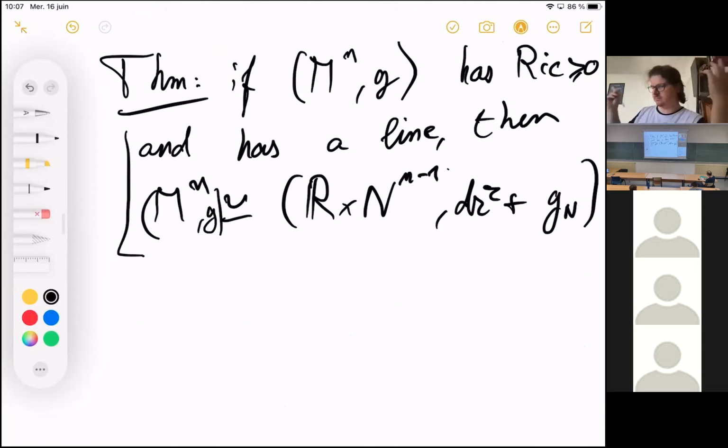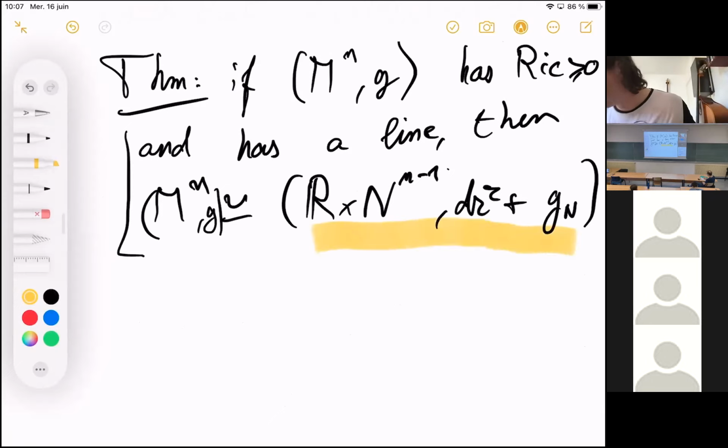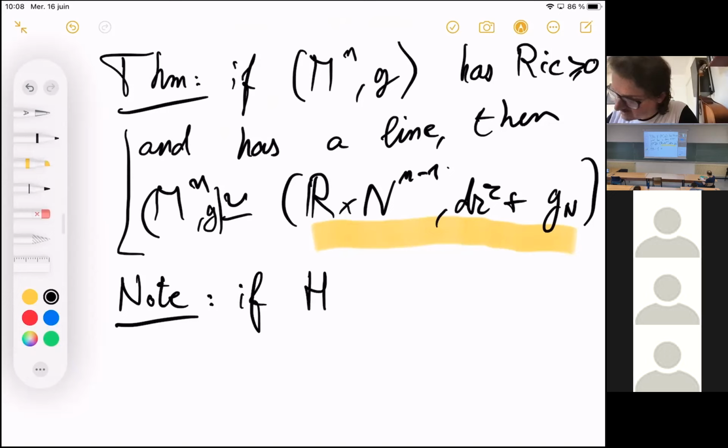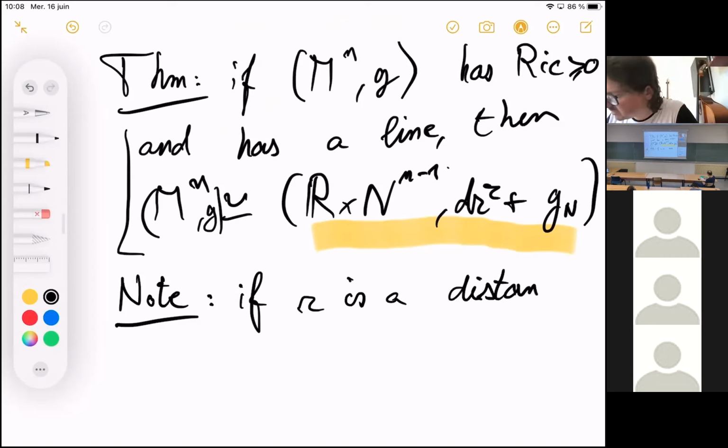Okay, so to prove such a theorem, we need a way to recognize that, but actually we do have one. And this will be crucial here. If r is a distance function, it's not strictly necessary, but this will be our setting.